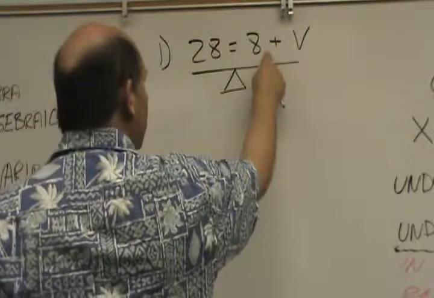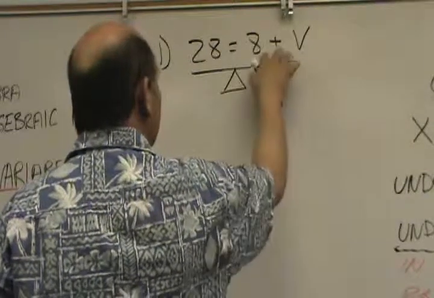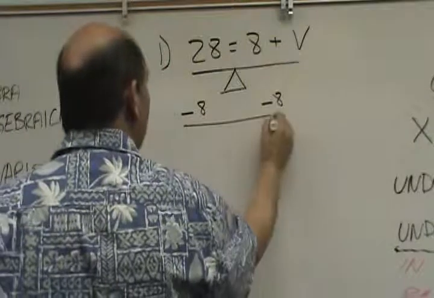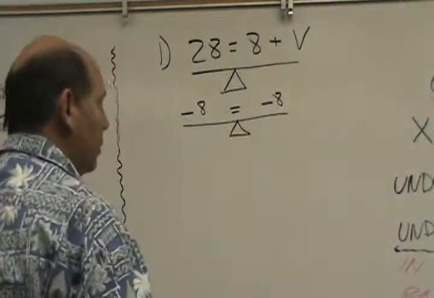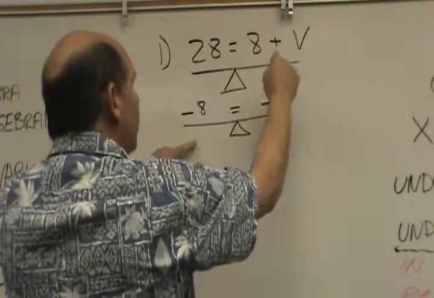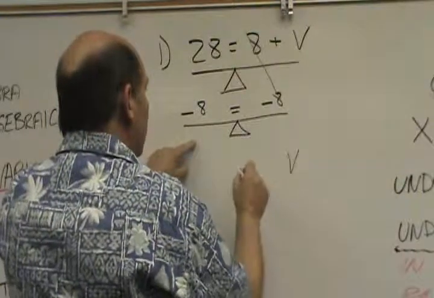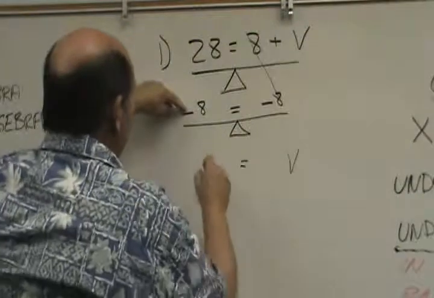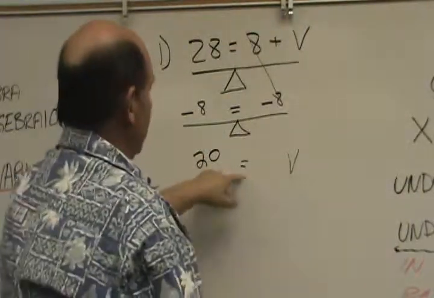Well, we want to reverse this. So we want a minus 8 on this side, we want to reverse that, and we want a minus 8 on this side, remembering that we're keeping the equation balanced. So if I minus 8 on this side, then this is going to be just v equals, and 28 minus 8 is going to be 20. So v equals 20.